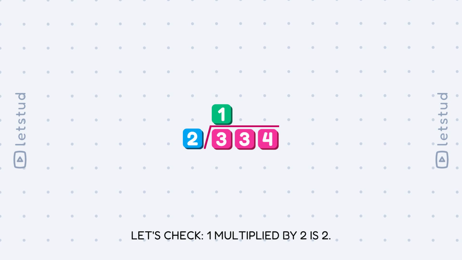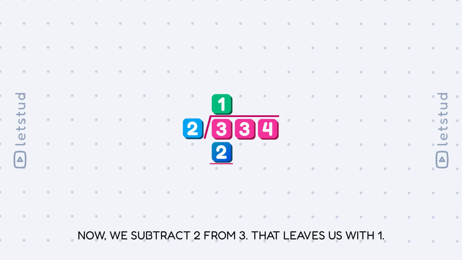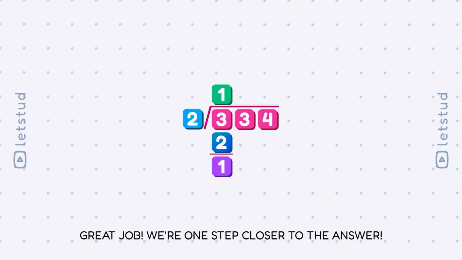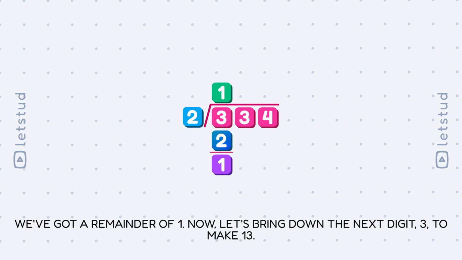Let's check. 1 multiplied by 2 is 2. Now we subtract 2 from 3. That leaves us with 1. Great job! We're one step closer to the answer. We've got a remainder of 1. Now, let's bring down the next digit, 3, to make 13.